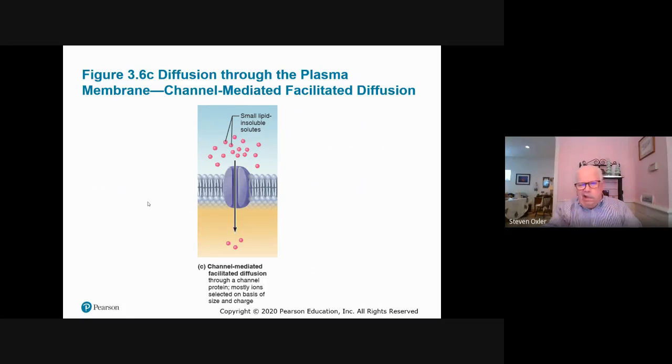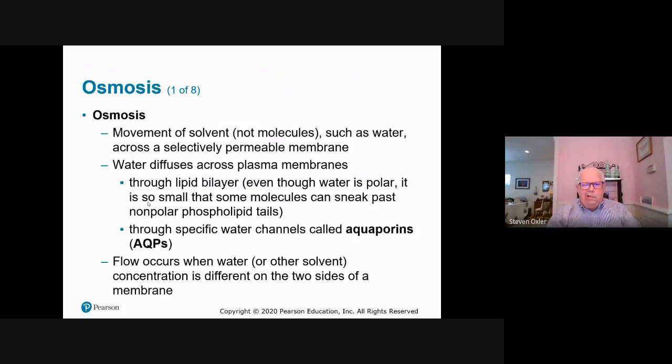Okay? And this is an example, and you can look at that at your leisure. But osmosis is the selectively bringing in water, not molecules, in and out of the cell. They go through specific water channels called aquaporins: aqua, which means water, and porins, which means holes, water holes. They go through them. There they are. Osmosis.